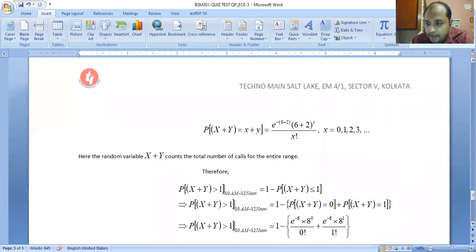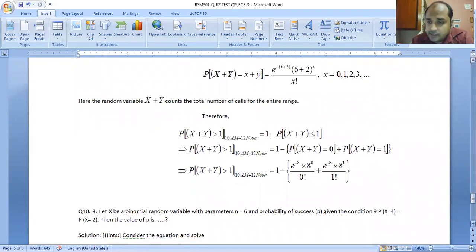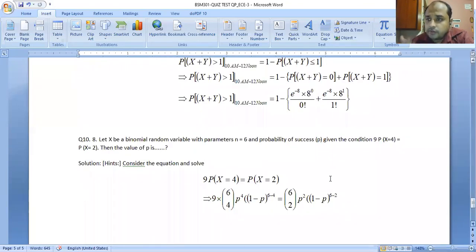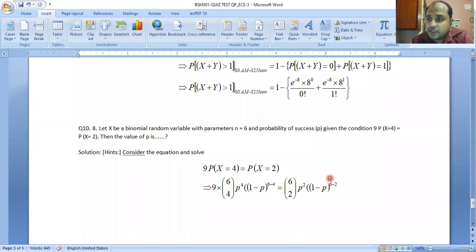And the last problem was this. I have not solved the problem, but I'm just showing you the equation which needs to be solved. Let capital X be a binomial random variable. And you know, for a binomial random variable, what will be the form of the PMF? The parameter value is given to be n equals 6, and this equation is given. Now you try to apply this equation.